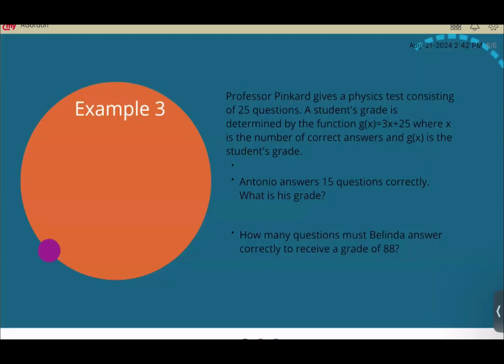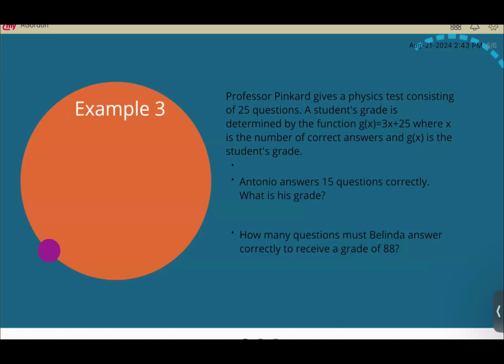All right, one last example. Here, Professor Pinkert gives a physics test consisting of 25 questions. A student's grade is determined by the function g of x equals 3x plus 25, where x is the number of correct answers and g of x is the student's grade. Antonio answers 15 questions correctly.